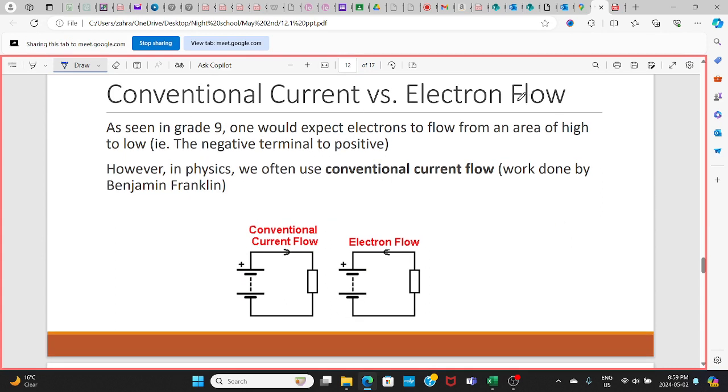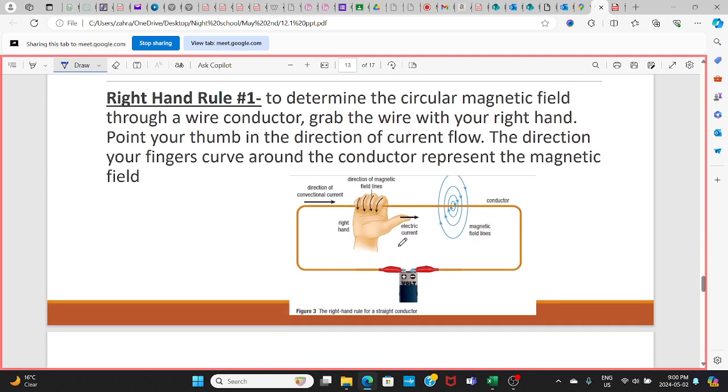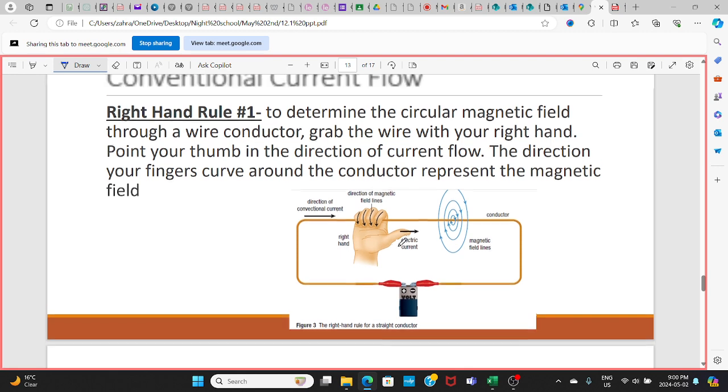Now again, conventional current we will talk about. You would expect the electron to flow from an area of high to low voltage, right? But in physics, we want to talk about the conventional current. Conventional current is from positive, the highest, to the lowest. But actually, the electron goes from negative to positive. This is the electron flow direction. I did talk to you about that, and this is the law that I did talk to you about. I did the other direction, now we're doing the opposite direction here.